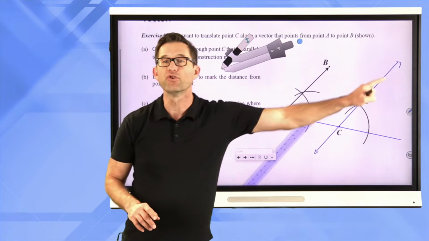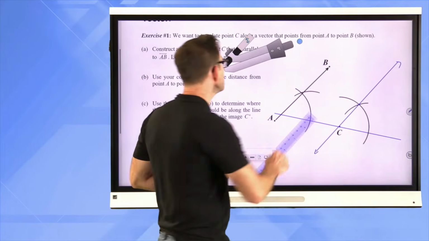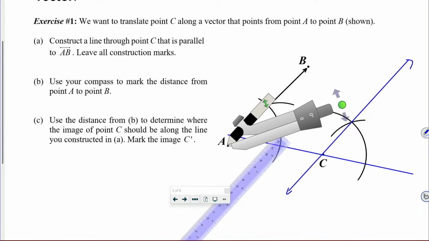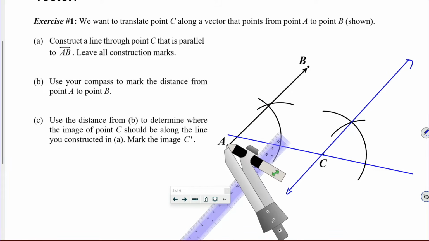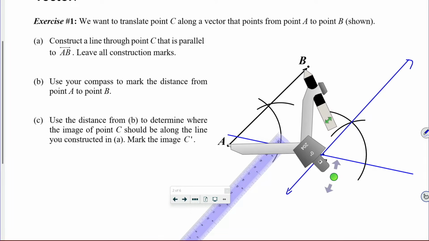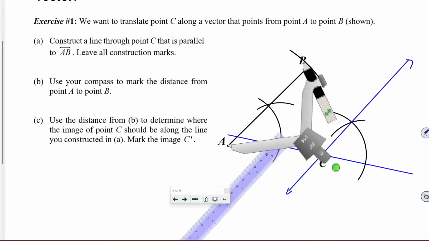So we now have the direction of the vector, but we also want to know the distance. So I'm going to bring my compass over here. I'm going to put the sharp end on point A, and I'm going to open up the compass so that it's got a length of AB, of that vector. That's almost there. Let me get it better. There. Not bad. Now remember, when I measure that distance, I want to mark it off on my diagram.